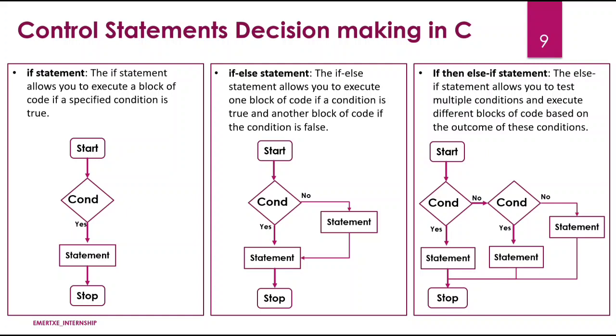So now let's move on to the control statements, decision making in C. First we have the if statement. The if statement allows us to execute a block of code if a specified condition is true. Here is the flow diagram of the if statement. So what is the if else statement? It allows us to execute one block of code if the condition is true and another block of code if the condition is false. So this is the if else statement. So what does the else if statement do? The else if statement allows us to test multiple conditions and execute different blocks of code based on the outcome of these conditions.